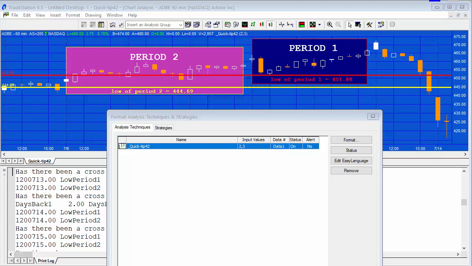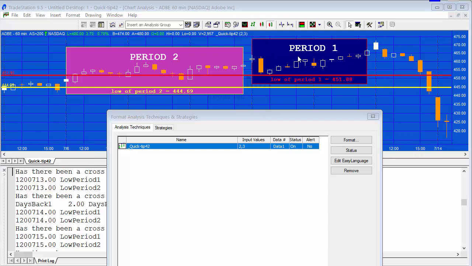Hello and welcome to quick tip 42, and what we're doing in this quick tip is we're looking at two periods measured in a number of days, period 1 and period 2. If we look at the inputs to this quick tip, we've got Daysback1 and Daysback2. Period 1 is equal to a number of days in Daysback1 and period 2 number of days in Daysback2, and I've just made this simple for the sake of explaining what we're doing here.